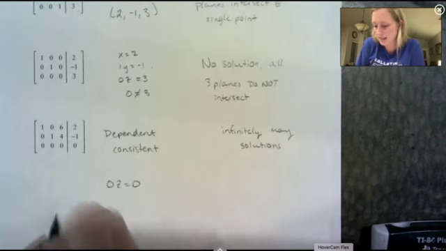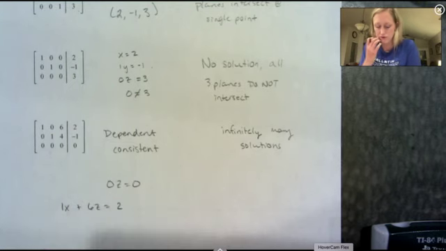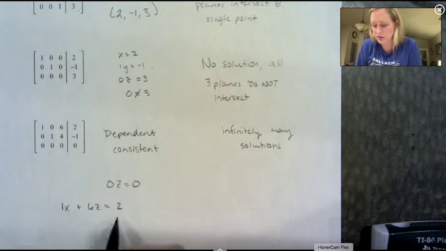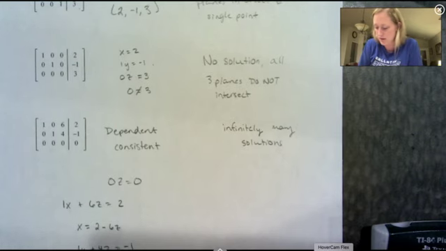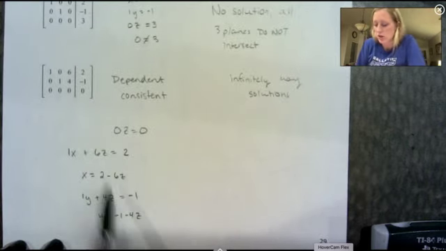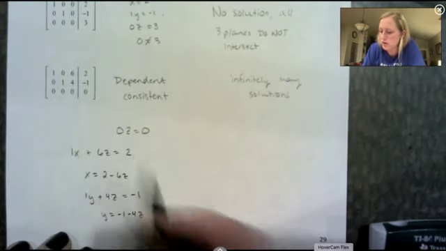So I have 1x plus 6z equals 2, okay? So another way to think about that is if I were solving for x, I would have x equals 2 minus 6z. If I do the same thing for the y equation, I have 1y plus 4z equals -1. Solve for y, I get y equals -1 minus 4z. So I just rewrote these equations with the x and y.